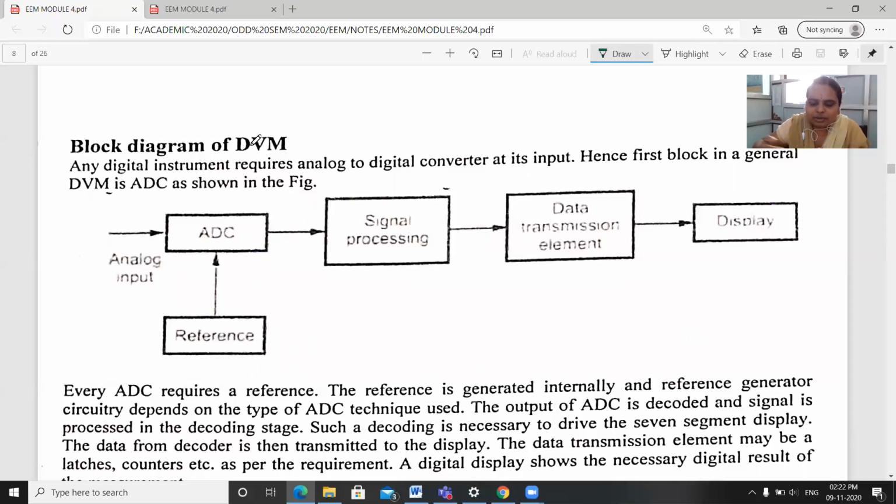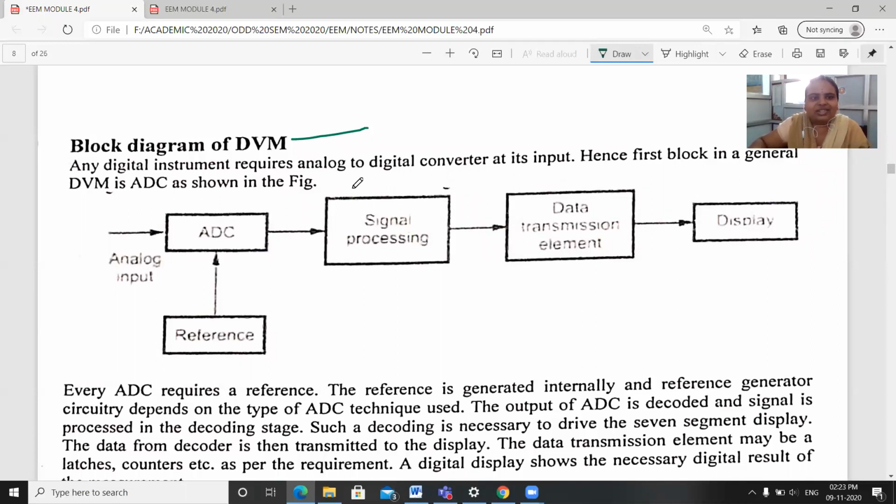For that reason, whatever instruments we use nowadays, multimeters or any of the devices, are all digital meters, right? The value it displays is of a digital circuit. Any of these devices measures an analog signal in terms of a digital value, and the display is also digital, right? For that purpose, we are going to learn about digital voltmeters.